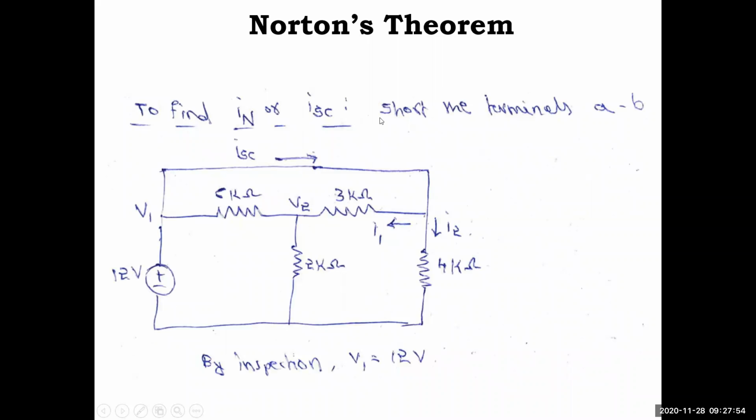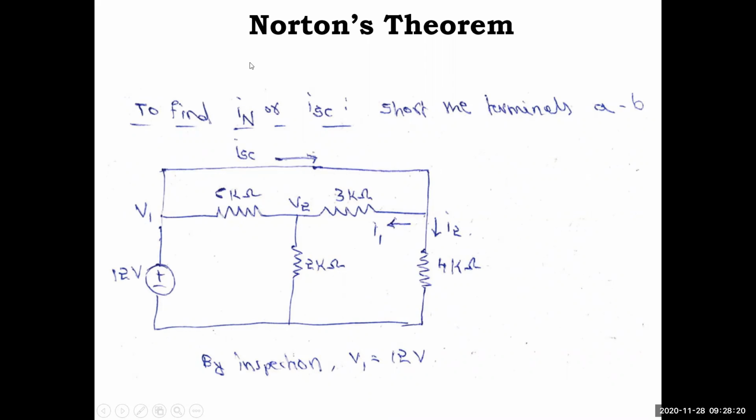To find IN or ISC, short the terminals AB. So to find IN, what we have to do? We have to short the terminals AB. The terminal which is open, which had the 2 kilo ohm, first we removed it. Then to find IN, we again shorted it, and we call it the short circuit current, which is nothing but the Norton's current itself. So now there is an ISC current.